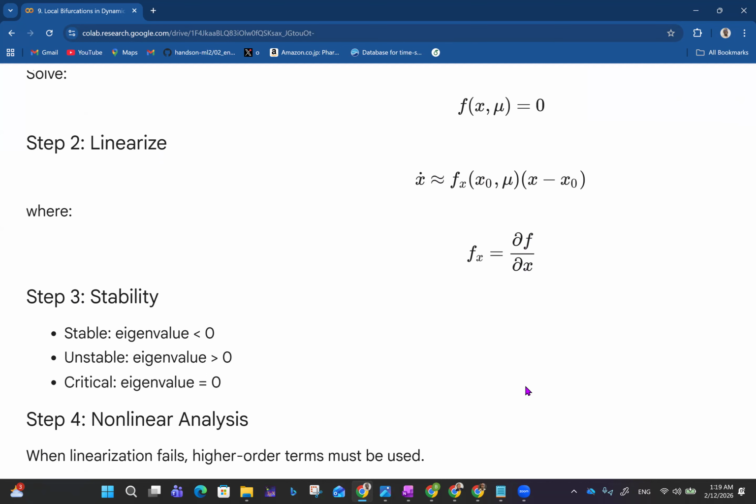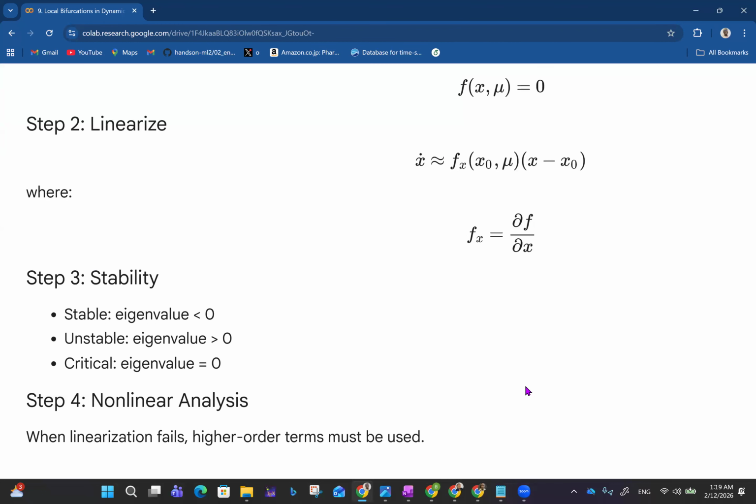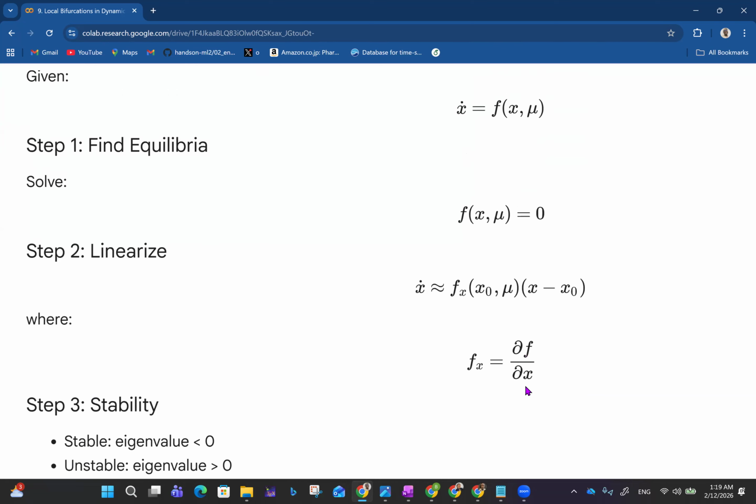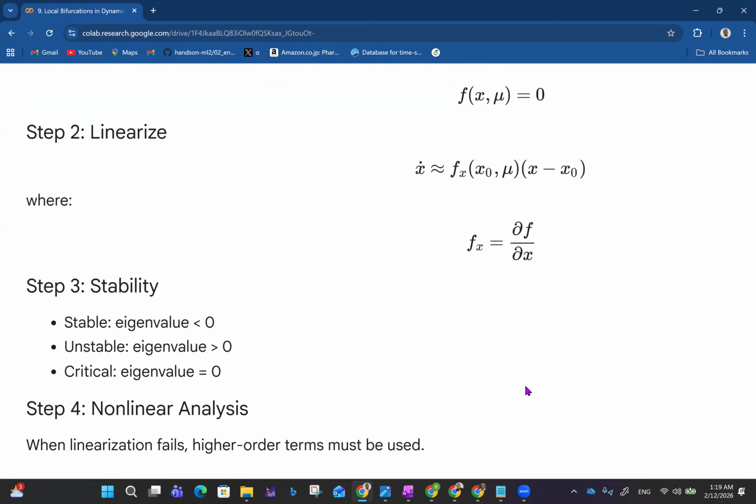Okay, so then you have stability. After you've found the equilibrium point and linearized, you now evaluate the Jacobian matrix at each equilibrium. Then you can check the eigenvalues. If the eigenvalue is less than 0, that means the system is stable. If it is greater than 0, that means the system is unstable. If it is critical, that means the eigenvalue is 0, and you really cannot decide what that looks like. And finally, the nonlinear analysis. When linearization fails, higher order terms must be used, and you can also use other things like the manifold method and all of that.